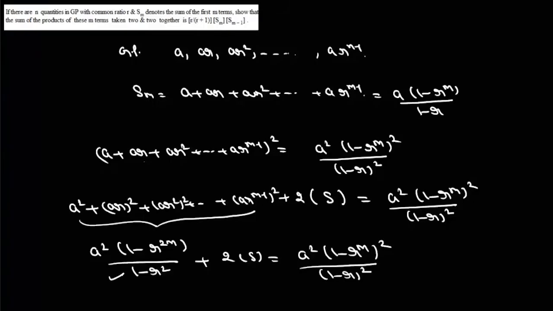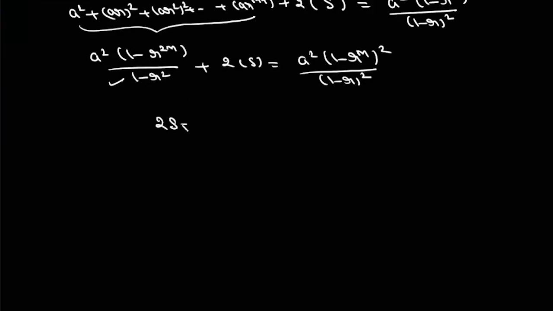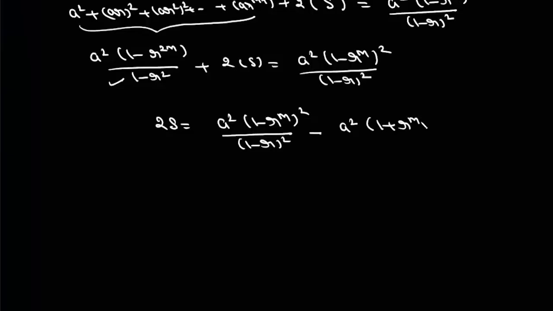Now we will take this on right hand side. We can write 2S equals a square into 1 minus r to the power m whole square upon 1 minus r square minus, and this is a square, and we can write this as a plus b into a minus b. So we'll write 1 plus r to the power m into 1 minus r to the power m upon, and this is also a plus b into a minus b, so it will be 1 plus r into 1 minus r. Now what we'll do is we'll take a square into 1 minus r to the power m upon 1 minus r common.